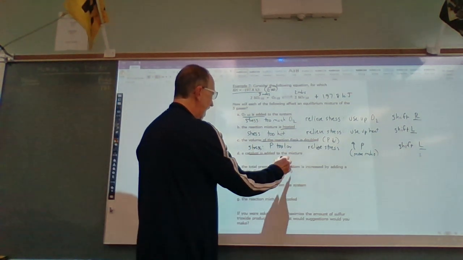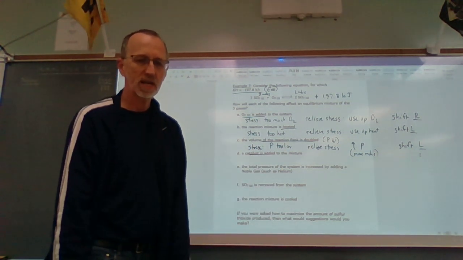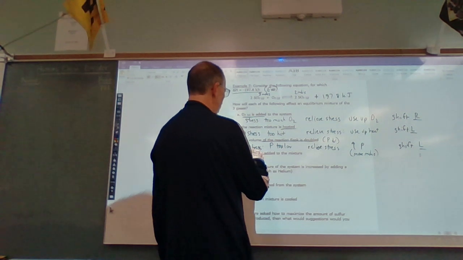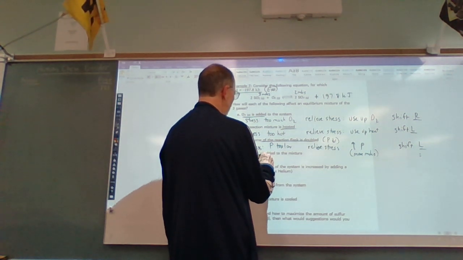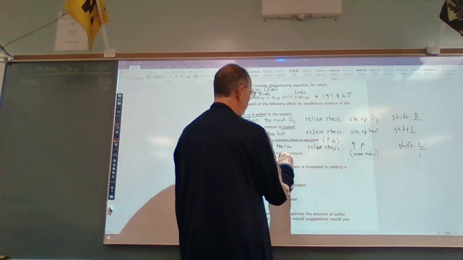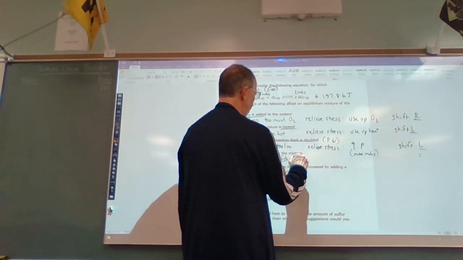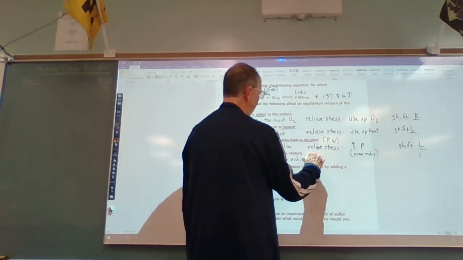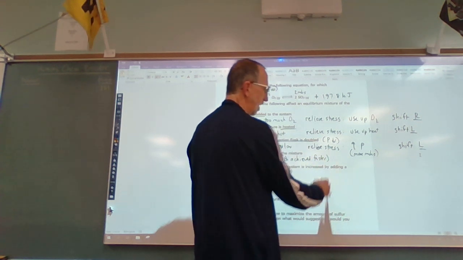Okay, a catalyst is added to the mixture. Well, we just talked about this a little bit ago. There is no effect or no shift. Equilibrium is just achieved faster. It's the only thing it does.